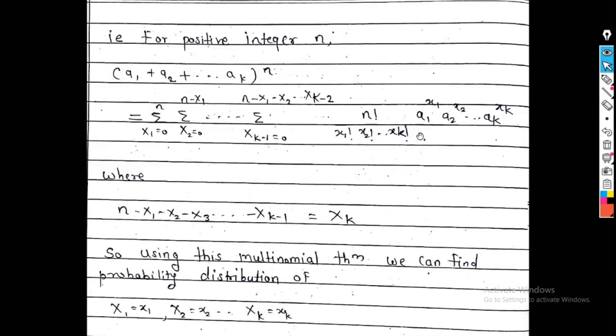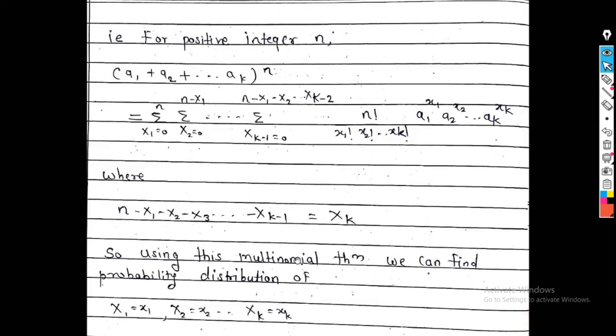We can write xk factorial because n minus x1 minus x2 minus x3 minus ... minus x(k-1) is equal to what? xk. So we can replace here xk factorial into a1 raised to x1, a2 raised to x2, ... ak raised to xk. So this is the multinomial theorem for k values.